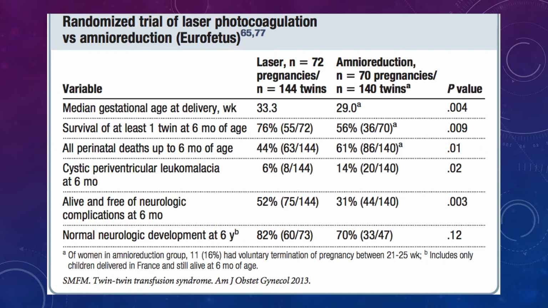Keep in mind there is only 2 of these values that had a statistically significant p-value, and that was the gestational age and the alive and free of neurological complications at 6 months of age. So this is the study that kind of guided the guidelines to determine that the laser treatment is more effective and is a better first-line therapy than having serial amnio reductions in severe twin-twin transfusion syndrome, and if it's diagnosed before 26 weeks of gestation.